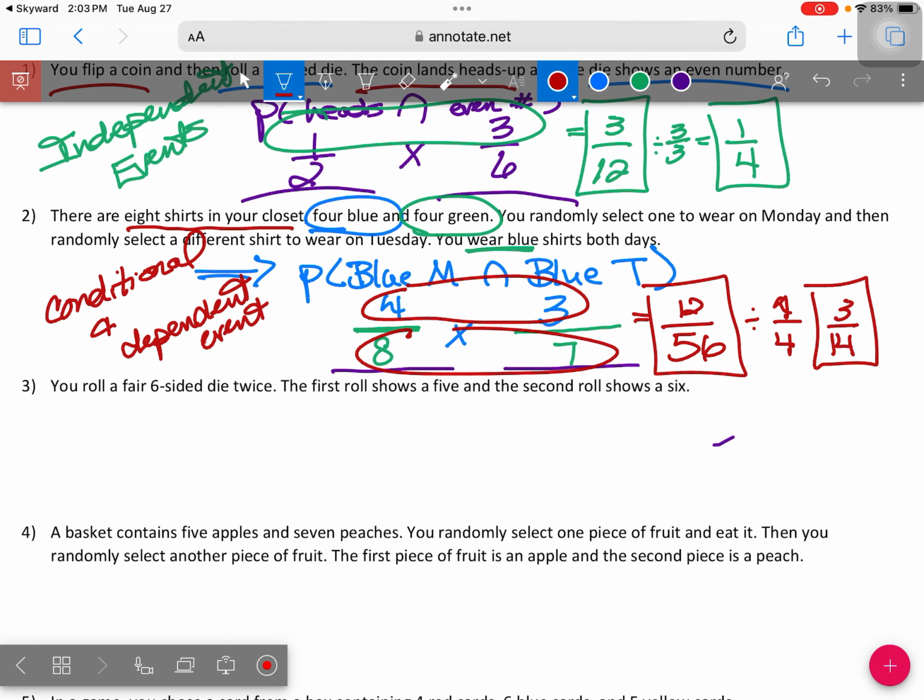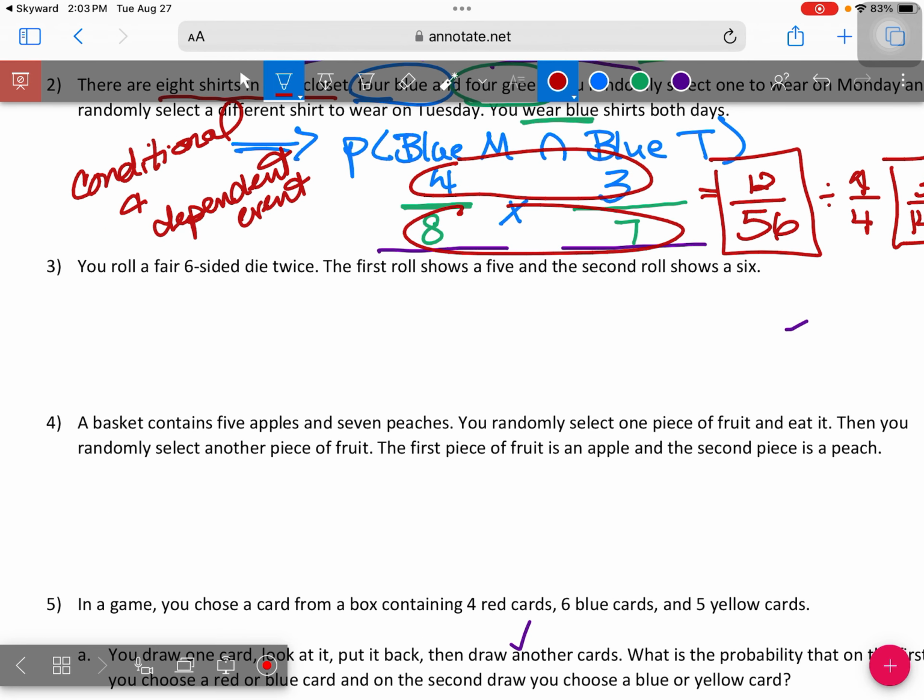All right, here we go. We're rolling on to number 3. You roll a fair 6-sided die twice, the same one, twice. First roll shows a 5. Second roll shows a 6. How many different probabilities am I looking at? 2. My first probability is what you get on the first roll. What's the probability of getting a 5? What is it? 1 out of 6. Yes, because you have one 5 out of all those 6 sides.